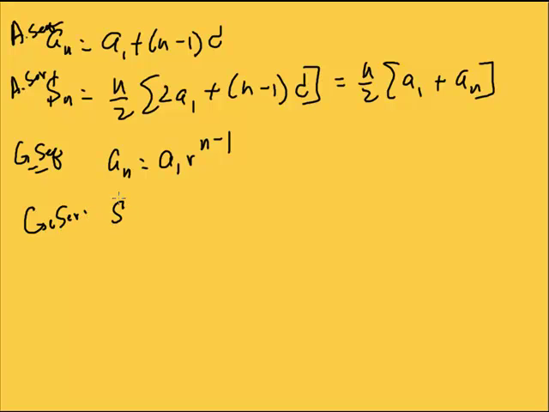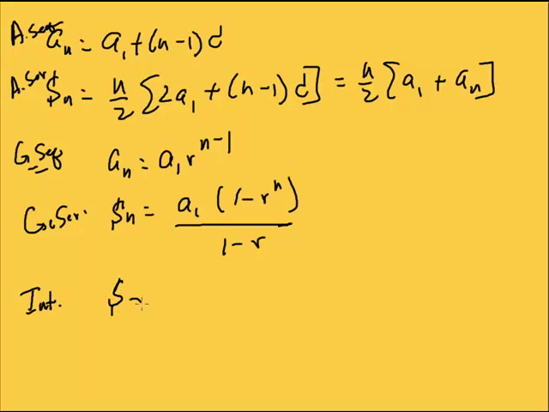So that is s sub n is equal to a sub 1 times 1 minus r to the n, all that over 1 minus r. And then the infinite geometric series is s sub infinity is equal to a sub 1 over 1 minus r. And that's such that the absolute value of r has to be less than 1. This condition has to be true.